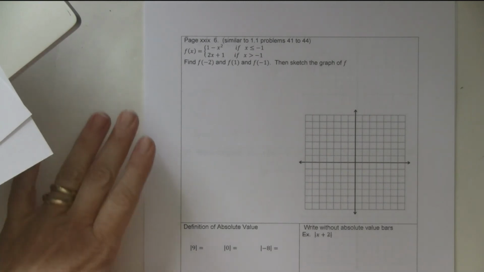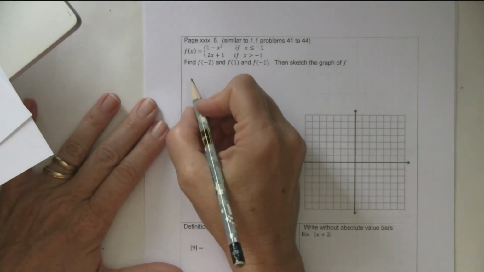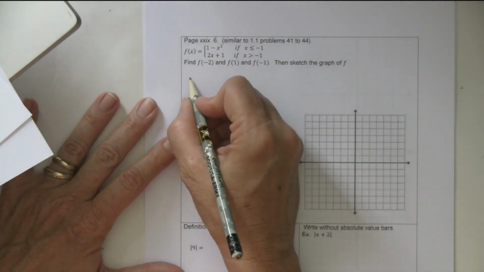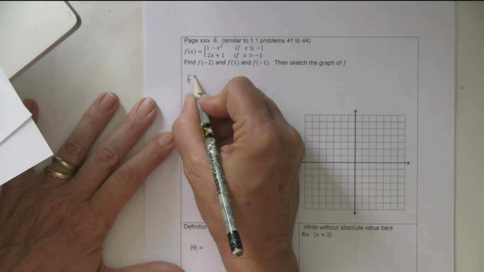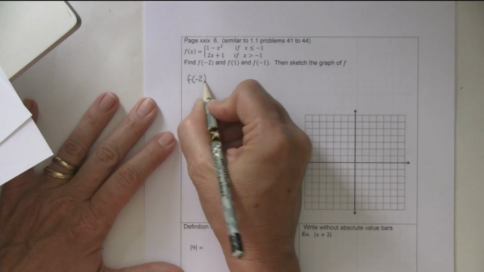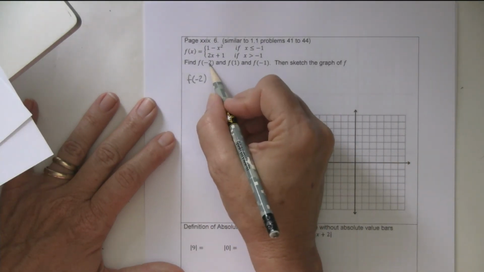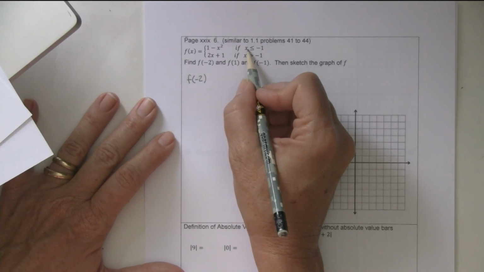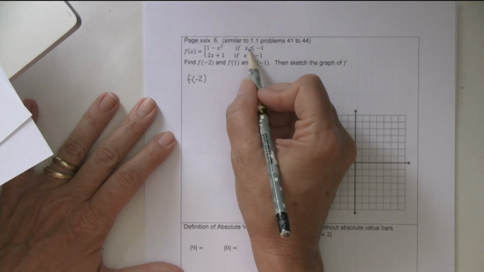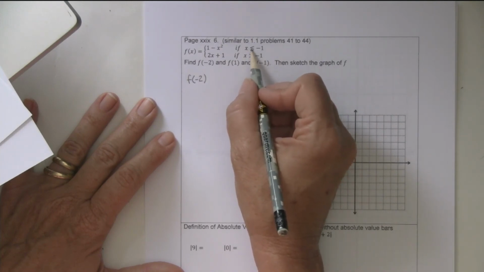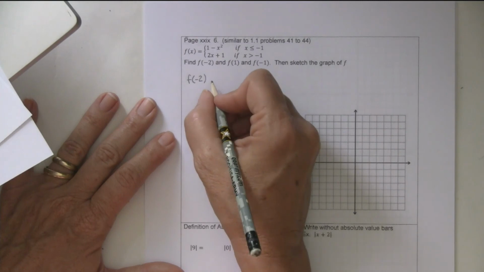And so should we answer those questions first, or should we sketch it first? It doesn't matter, probably. So here's f at -2, and so when x is -2, let's see what condition we would meet. This is when x is smaller than -1. Well, -2 is smaller than or equal to -1. It's smaller than -1. So we would use this condition.